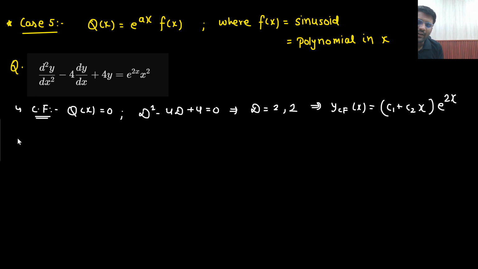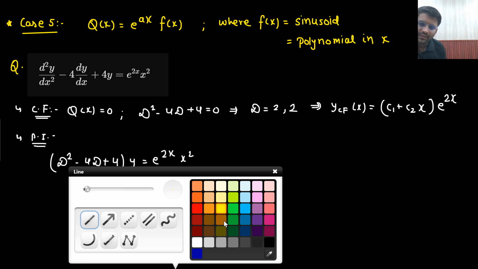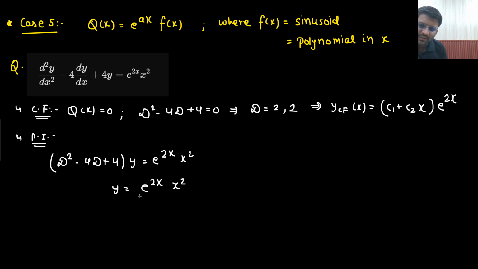Okay. What we need to find out? PI. For PI we will have a certain method, but the initial steps are the same. What is the initial step? (D square minus 4D plus 4) y equals e to the power 2x x square. Then y would be written as e to the power 2x x square upon D square minus 4D plus 4. So till this point all the steps are the same, no?